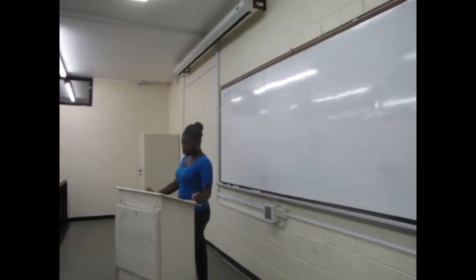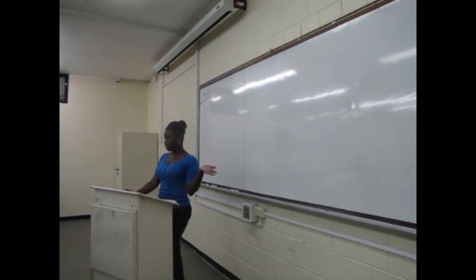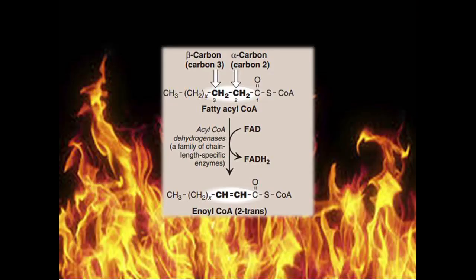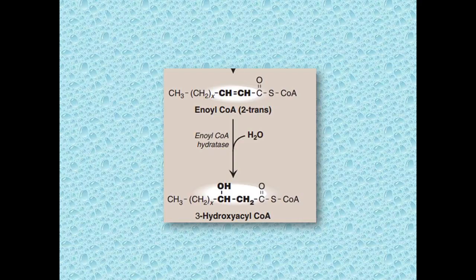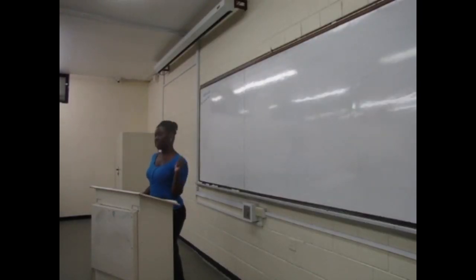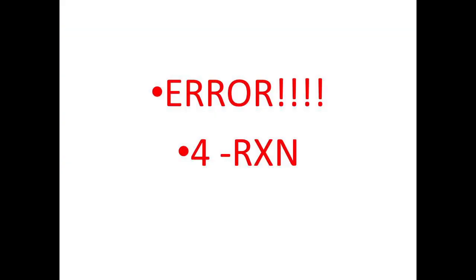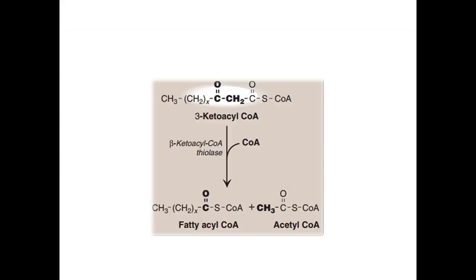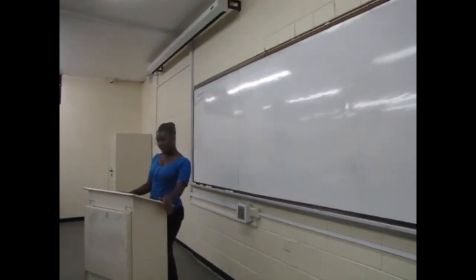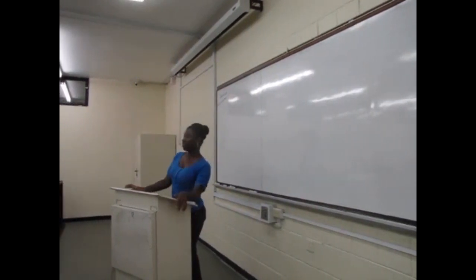Now there are 4 reactions that the fatty acid CoA undergoes. The first reaction is the oxidation reaction catalyzed by acyl-CoA dehydrogenase. The second reaction is catalyzed by enoyl-CoA hydratase, and it's a hydration reaction. The third is another oxidation reaction catalyzed by 3-hydroxyacyl-CoA dehydrogenase. And the fourth reaction is a thiolysis catalyzed by the enzyme beta-ketoacyl-CoA thiolase. Now, with that being said, my question is, how does beta oxidation link to exercise?